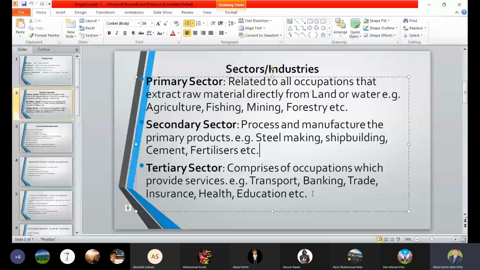So they are the types of occupations, types of jobs, that provide services. Primary sector is about food and raw material. Secondary sector is about processing and manufacturing. And tertiary sector is totally about the services.